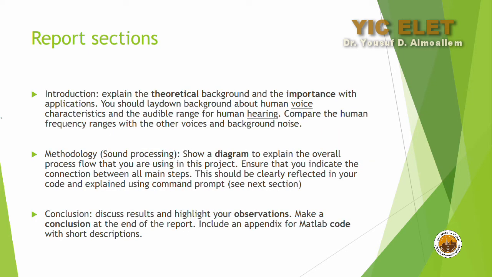Report sections. In fact there are 3 main sections of the report, as you can see here. The first one is the introduction. In the introduction, you have to cover the theoretical background and the importance of this subject. And there you have to lay down in the background some information about the human voice, its frequency characteristics, and human hearing. So the ability of your vocal cords to generate voices, and the ability to hear with your ears whatever types of sounds, so the range of frequencies.